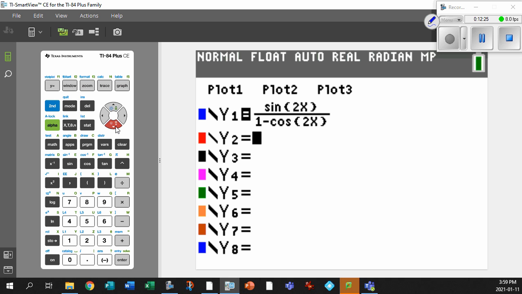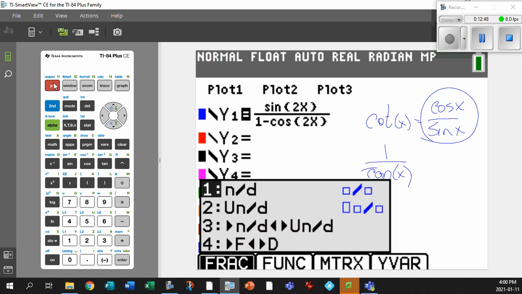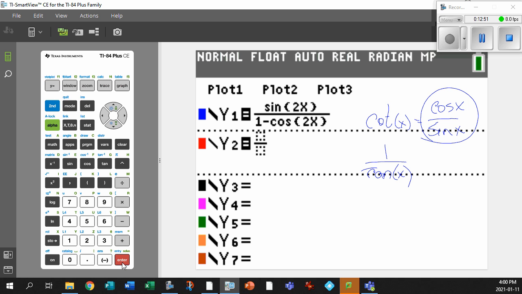Now think about what cotangent x is. There's a number of different ways you can write cotangent x. You can write this as cos x over sine x, or you can write this as 1 over tan x. I kind of like this. That to me makes a lot more sense. So, alpha, F1, find my fraction, throw it in there as cos x over sine x. Look at that. Perfect. Excellent.